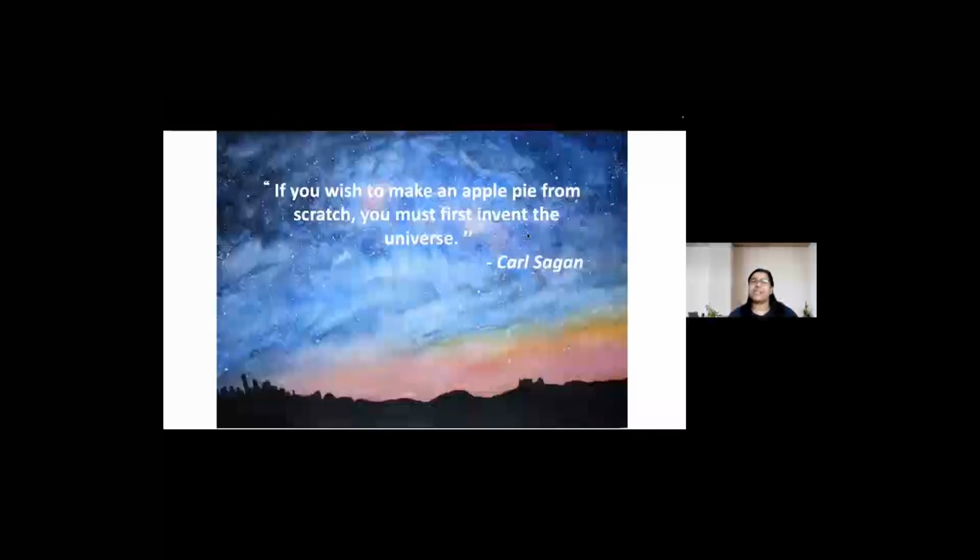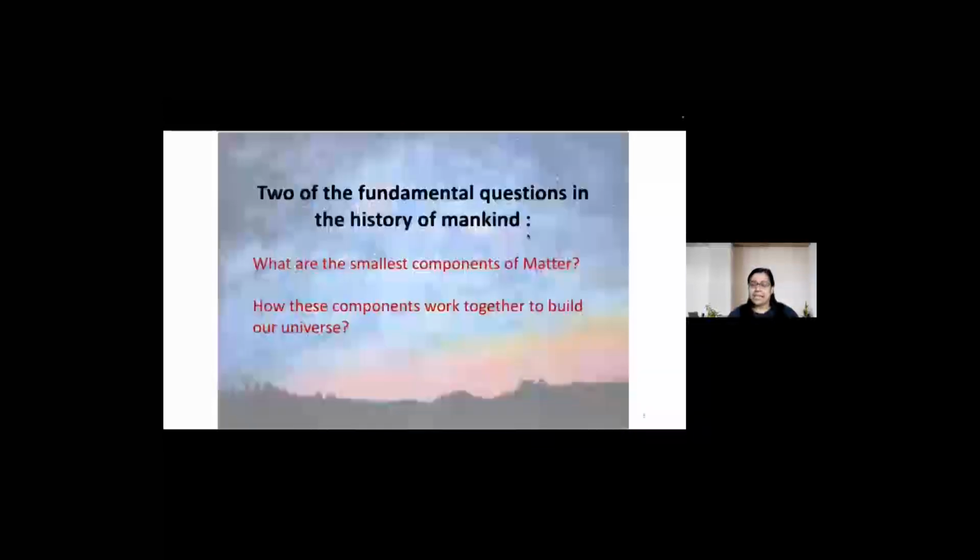This is one of my very favorite quotes from Carl Sagan, who is a science communicator and an American astrophysicist: if you wish to make an apple pie from scratch, you must first invent the universe. The idea is that every child, from very early childhood, has asked what those stars are. Then you grow up, and in high school the questions are: what are the smallest particles? You are introduced to the concept of molecules, then atoms, which build the molecules. And after that, what is inside the atom: the nucleus, electrons.